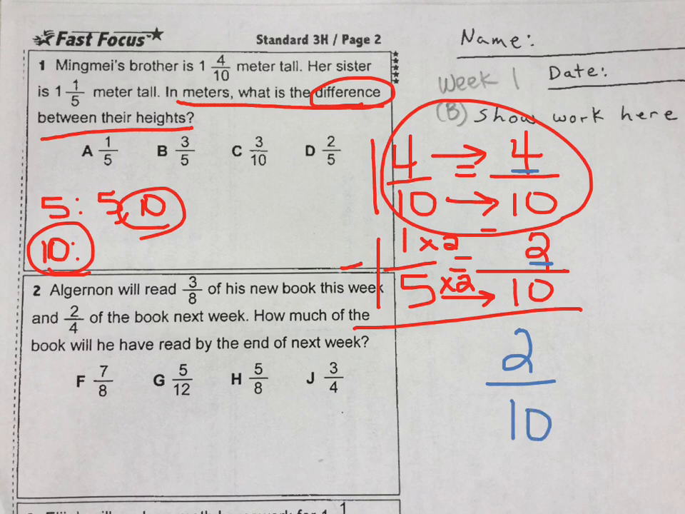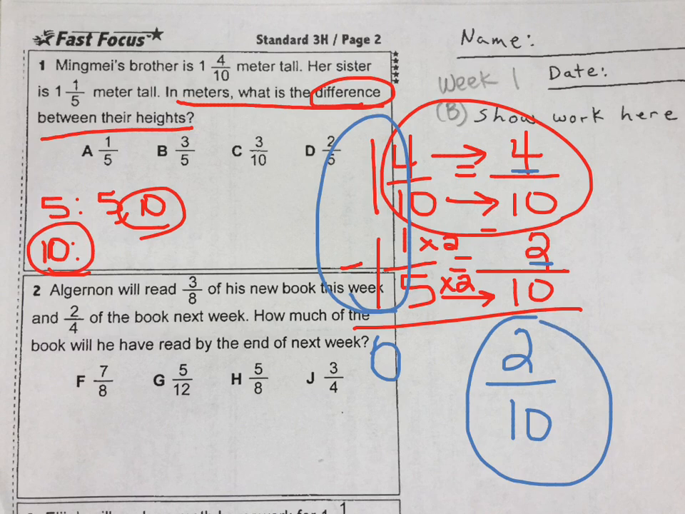But then we have to look at our whole numbers. We had 1 and 1. Well, 1 minus 1 is 0. So there is no whole number. So my answer is just 2/10. However, 2/10 is not an answer choice, is it? Okay, so what we have to do is reduce.